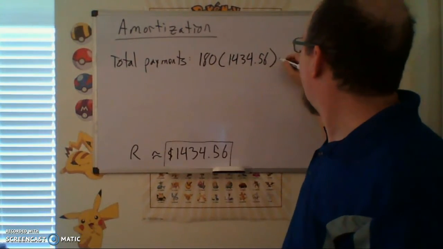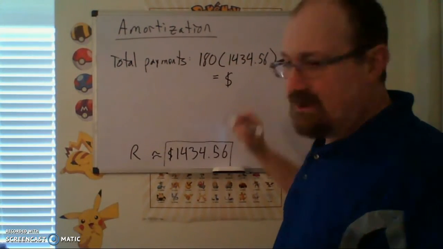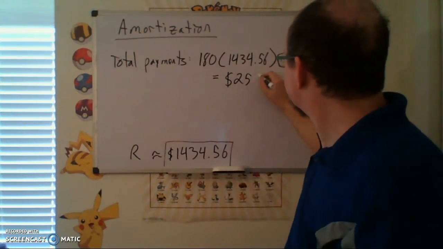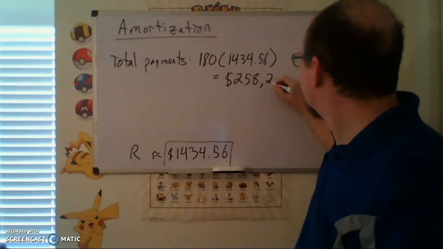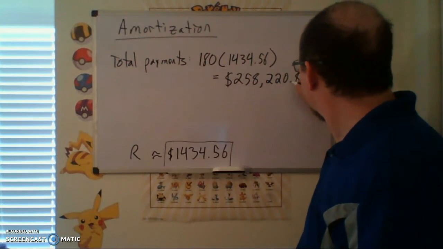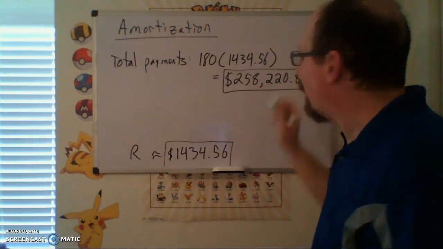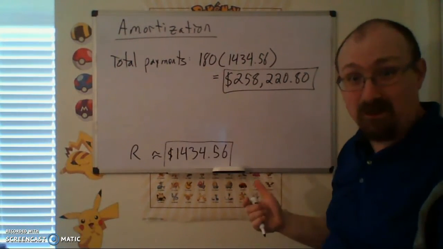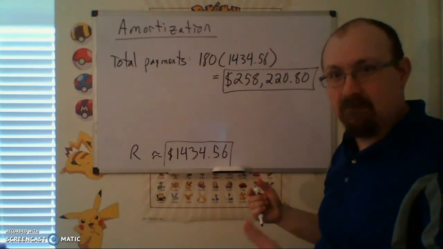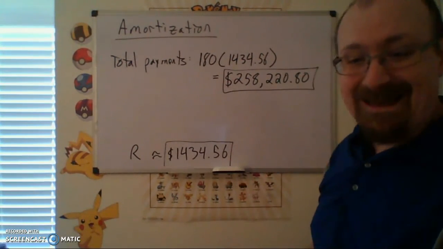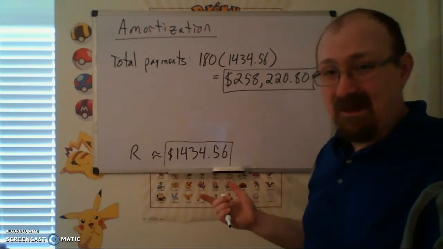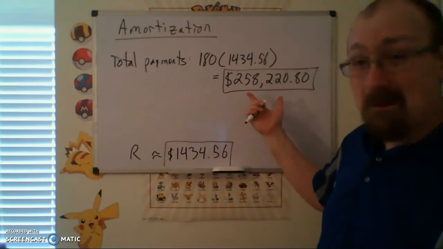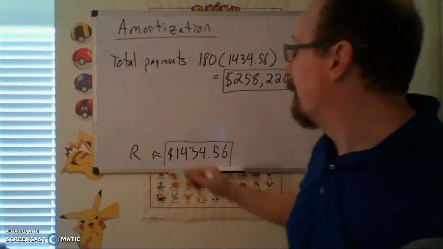1434.56. When I worked this out, I got $258,220.80. So there's their total amount paid on this mortgage: $258,220.80. All right. Last thing we ask: how much interest did they end up paying? Well, you can figure this out simply by subtracting the amount they initially borrowed from this total.